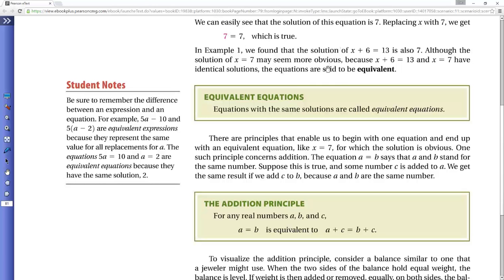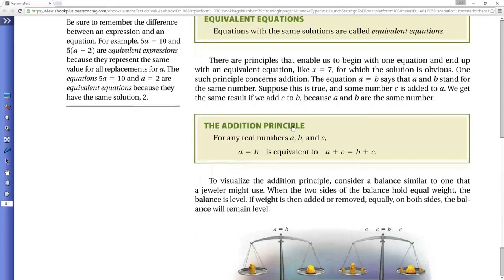which are new or different equations that have the same solution. In other words, we can use that as a step model, or steps, to solve or find solutions to the original equations by creating equivalent equations by following the rules, which in this one first rule is the addition principle.